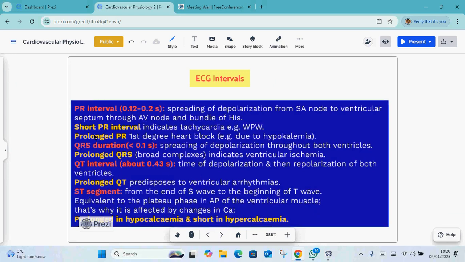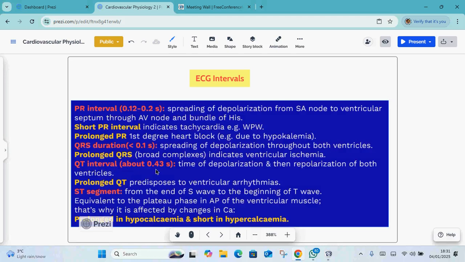All clear. So the PR interval is normally 0.12 to 0.2 seconds. This number is important because if it's more than 0.2 seconds, this is called heart block. The QRS duration is less than 0.1 second. This is important because if the QRS complex is more than 0.1, this is called wide QRS, and it's a sign of ventricular tachycardia or prolonged. They call it broad complex QRS.